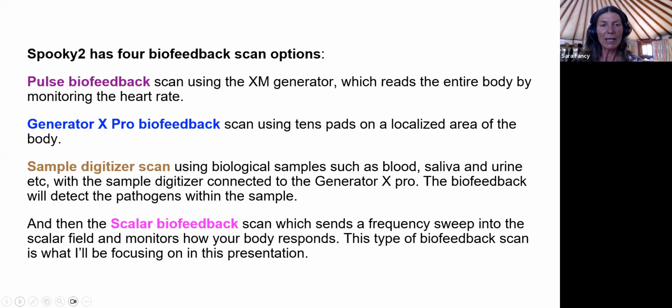So that's one way. And then the Generator X Pro, which is the twin generator I just talked about, the biofeedback scan uses TENS pads on localized areas of the body. Okay, so if you have something going on in your gut, you can put it on either side of your belly. All right. Or if you have something going on with your shoulder, you can put it on either side of your shoulder and do a scan.